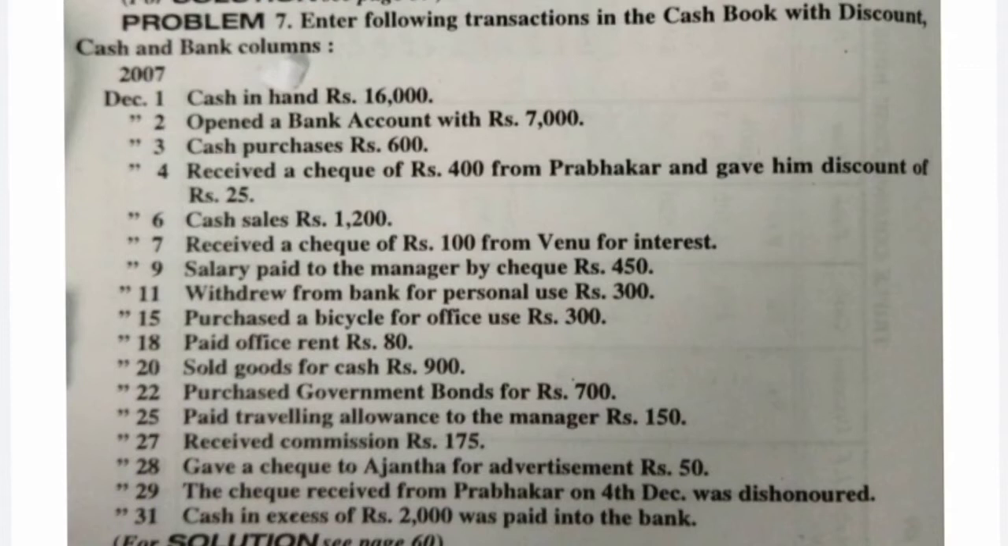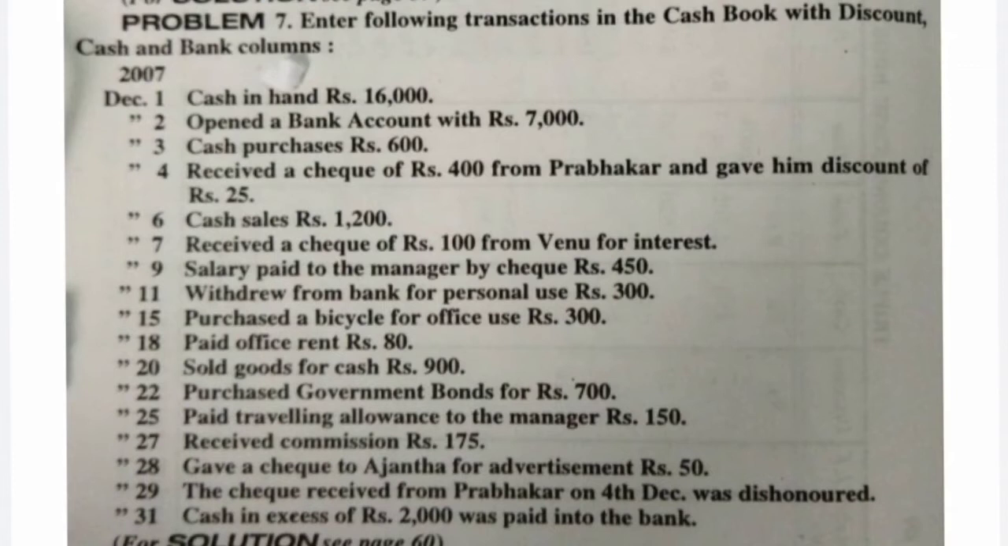Withdrew from bank for personal use. Personal use is nothing but drawings. So drawings account debit to bank account. Bank is on the credit side, so you will record this 300 on the credit side of the cash book in the bank column, that is 300.